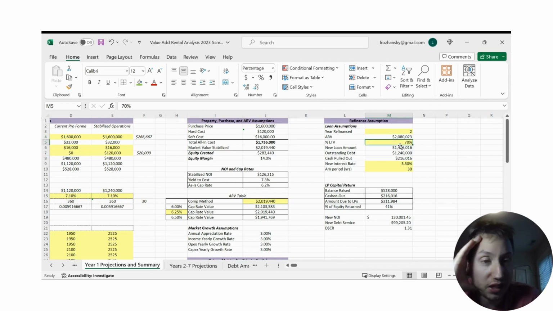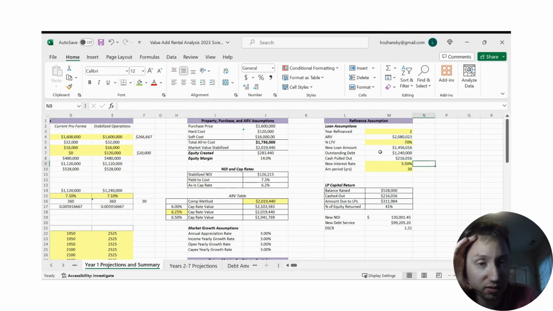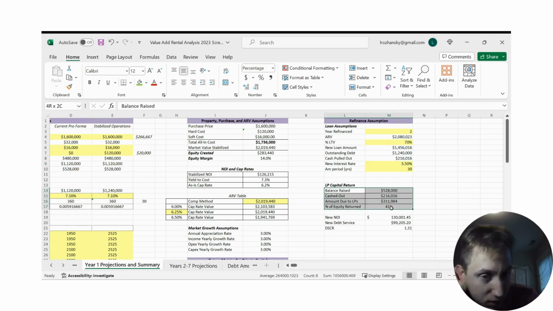We're going to play around with the LTV of the refinance loan that we want to take out. So let's say we wanted to do 70%, right? We'll know our new loan amount. Our outstanding debt is going to be pulled in. So this is going to be our outstanding mortgage balance. And this is going to be the amount of cash we pulled out, right? So this is going to be $216,000. And this is going to be the rate of the new loan that we're going to assume. So right here, it's going to summarize this for us.